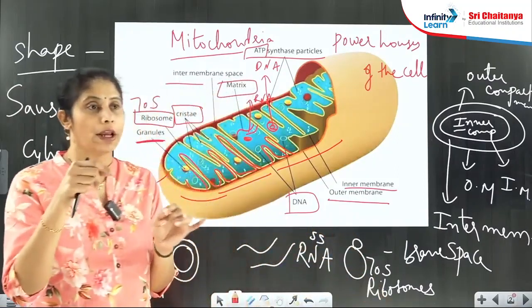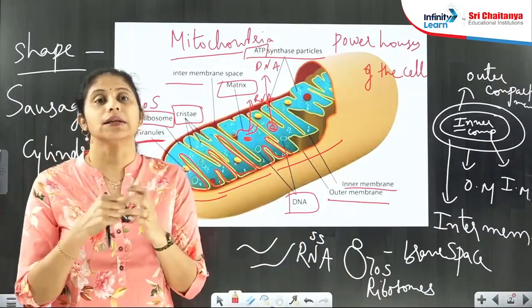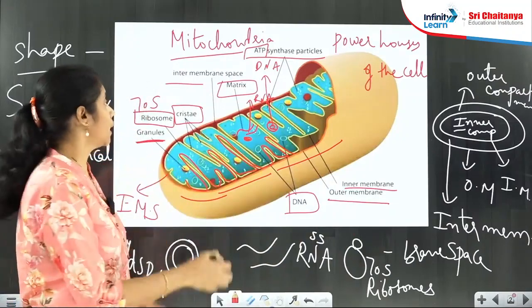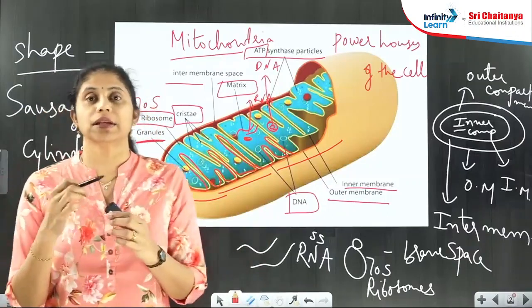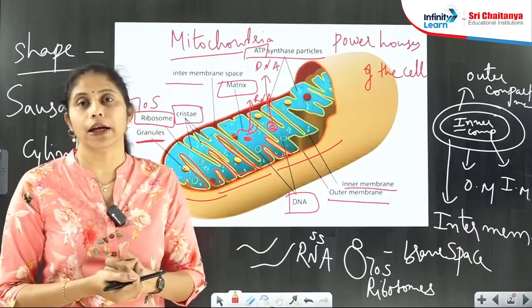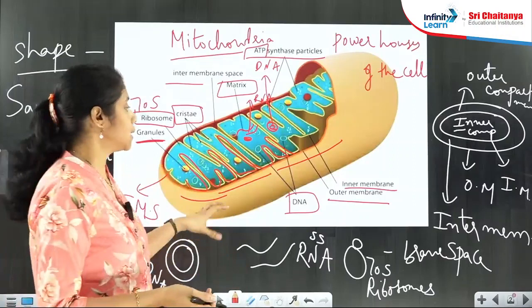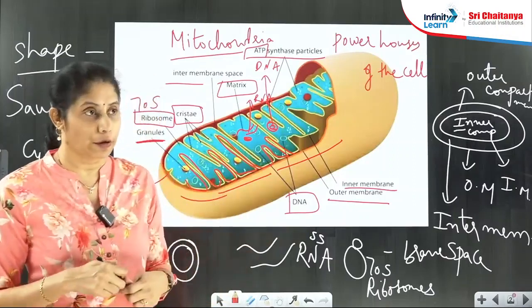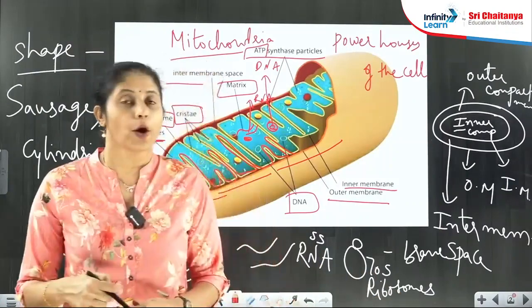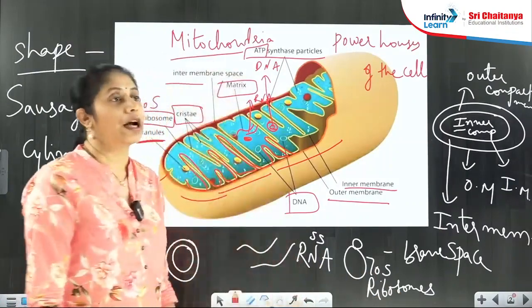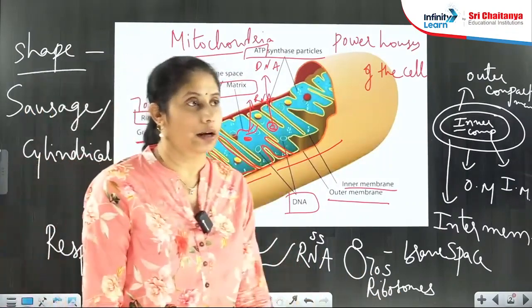And the inner membrane infoldings are called cristae. On them ATP synthase particles will be there, and those ATP synthase particles will be synthesizing the ATP. As it is synthesizing the ATP, adenosine triphosphate, these are called powerhouses of this cell. I hope all of you understood. Let me continue with the next cell organelle.